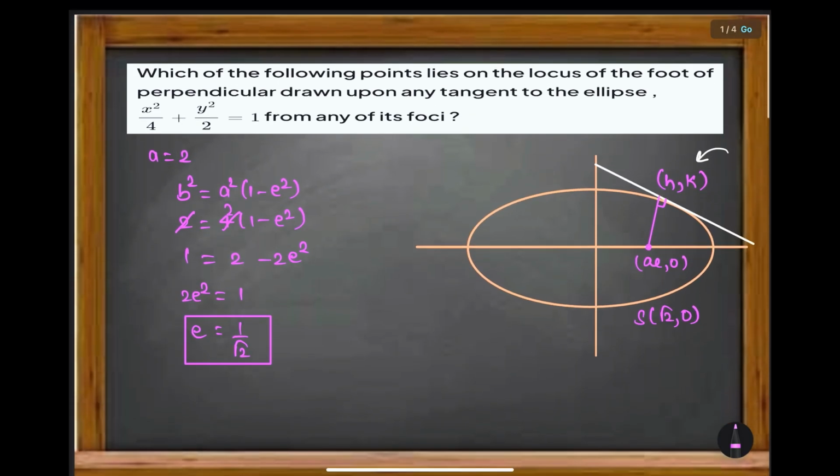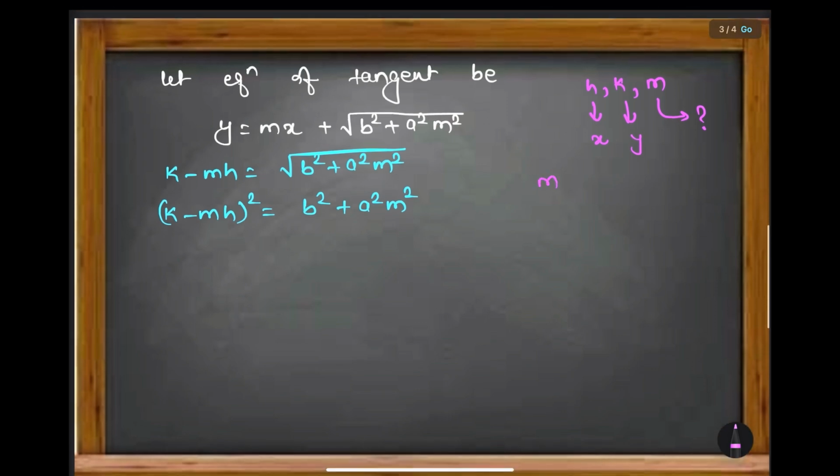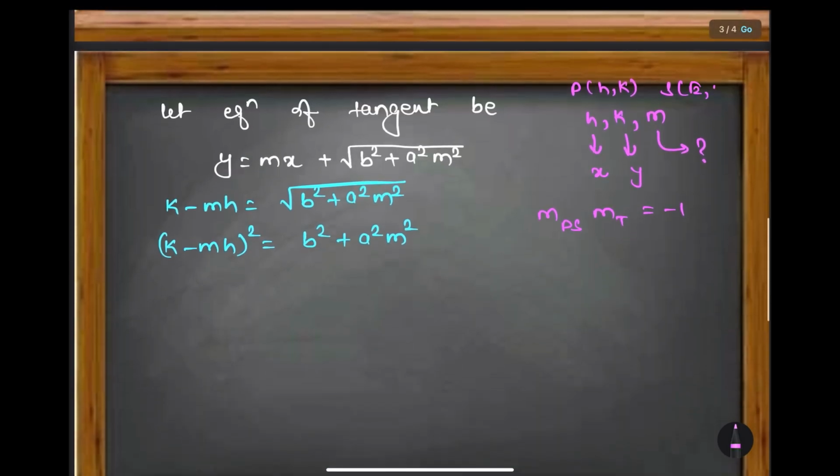Now look at this. You know that this is one straight line, this is the other straight line, and both are perpendicular to each other. Correct? So can I apply that concept? If both are perpendicular, so their product of slopes, let's say that point h comma k is P, and the focus S, slope of tangent, so both are perpendicular, so their product will be -1. Point P was h comma k. Point S was root 2 comma 0.